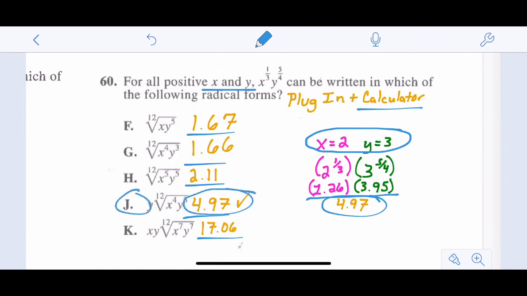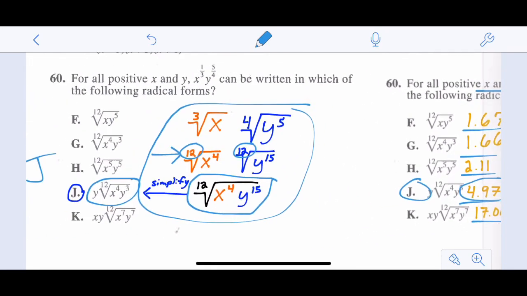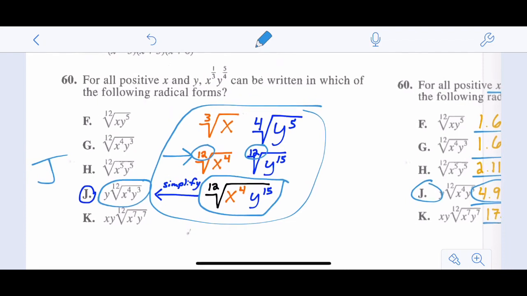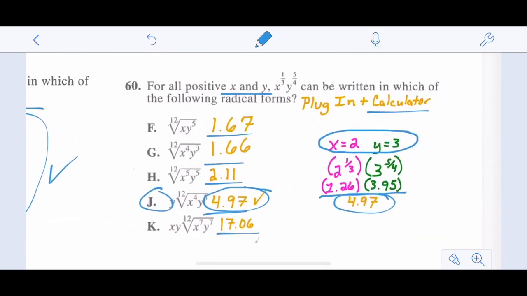Works fine. The correct way to do it is the way that's fastest for you. In my experience, most students aren't great with radicals. Some are, and if that's you, 100% this way. If it's not you, go to the plug-in method.